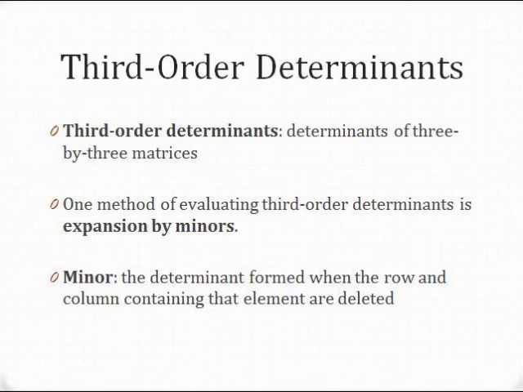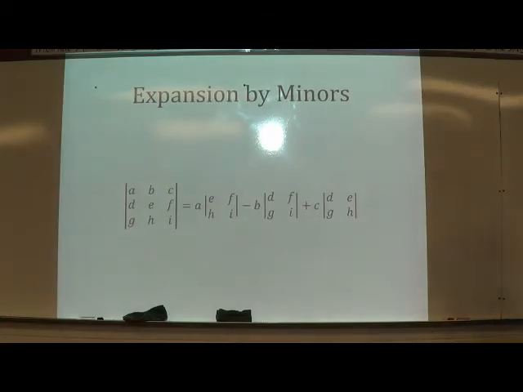The first method we're going to talk about is what we call expansion by minors. So we don't do multiplication like we did for the last one. We're going to do what we call an expansion of minors. And the minor of a matrix is the determinant formed when the row and column containing that element are deleted. And the best way, I think, to show that is just by actually doing an example of this.